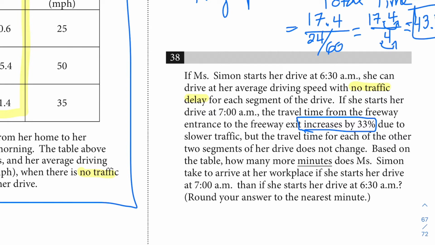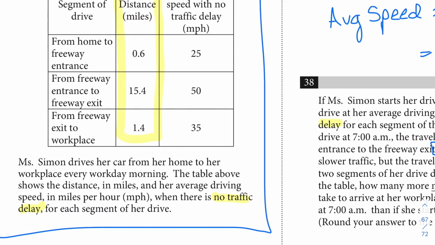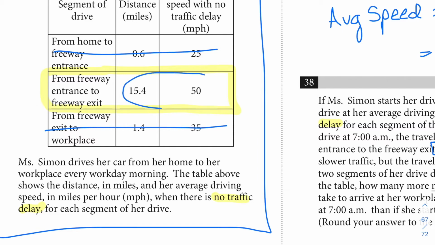Okay, so if she starts at 7 instead of 6:30, it's affecting part of the trip. It says it's affecting this part. So we're going to highlight the information in question, which is the part that's changing. So these are going to cancel out because they're not going to impact the driving time. Those driving times will be the same. So the only added driving time that we'll experience here will be whatever added time we have from freeway entrance to freeway exit as we increase this driving time.